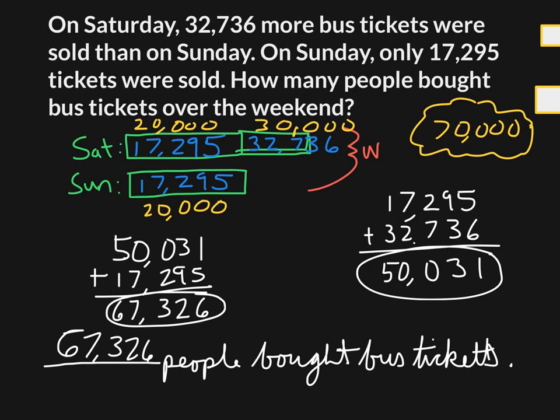Now I want to compare that number, the actual number, to the estimate that I had in my mind, which was 70,000, and ask myself, well, does this seem reasonable? If I thought my answer should be about 70,000, this seems reasonable to me because 67,000 would round up to 70,000. So I can feel pretty confident that I got my answer correct.